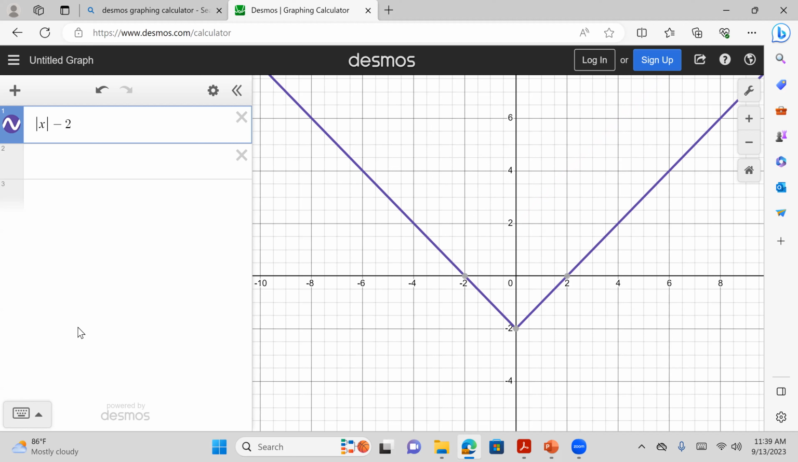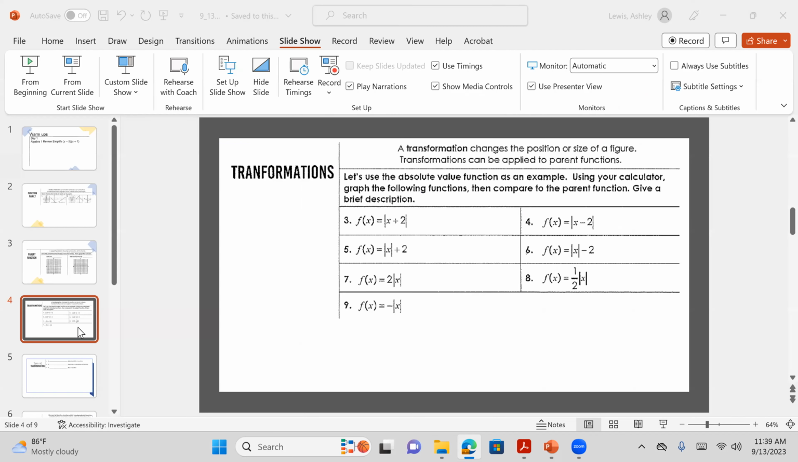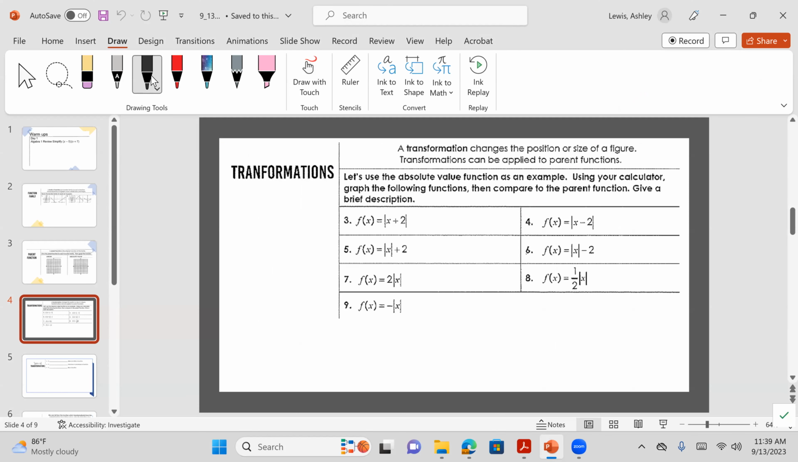So guys, this is what I want you to write on your notes. Let me go back to the notes page. What you should have written was, for this one, left 2. This one is up 2. This one is right 2. And this one is down 2.